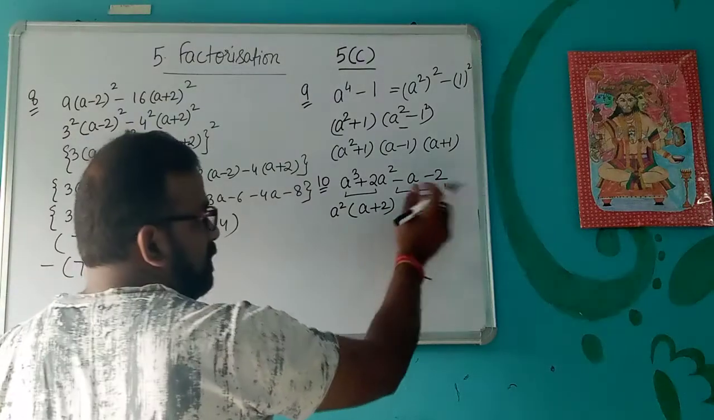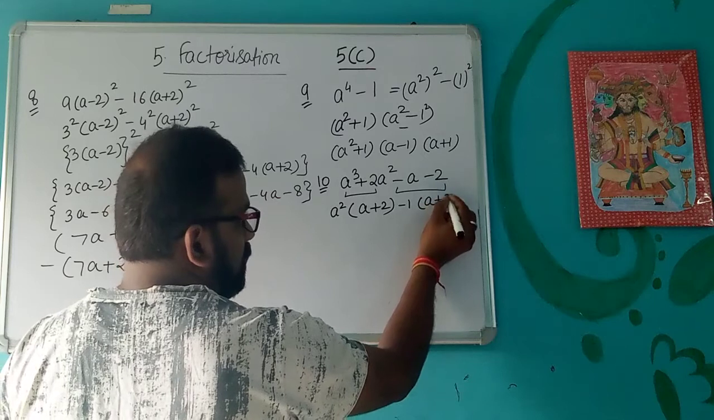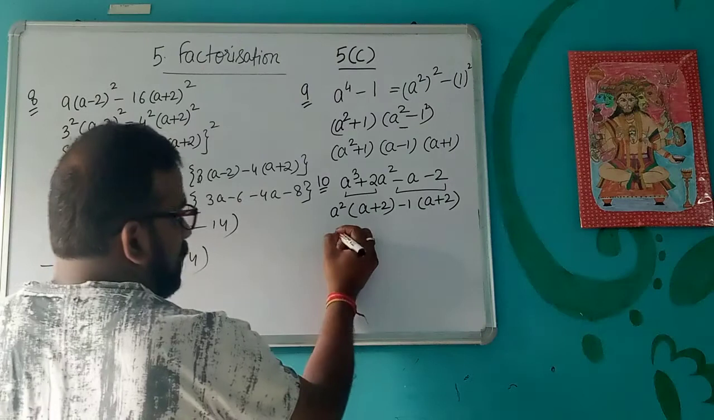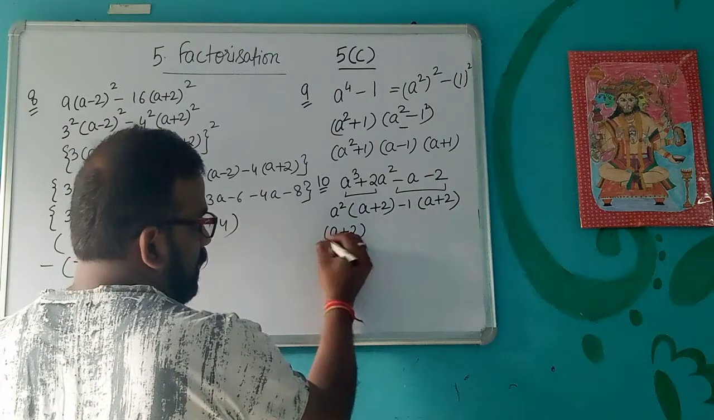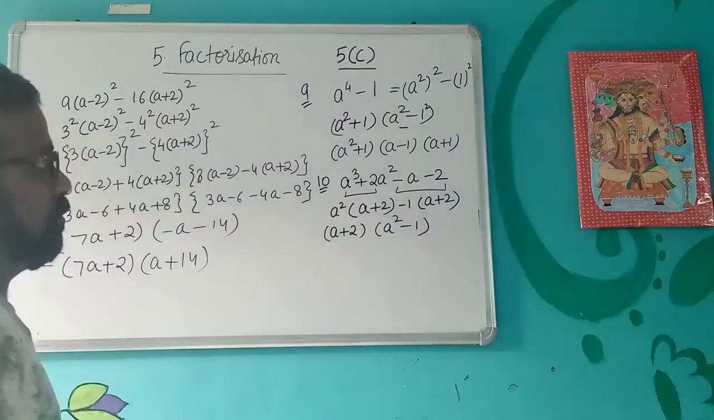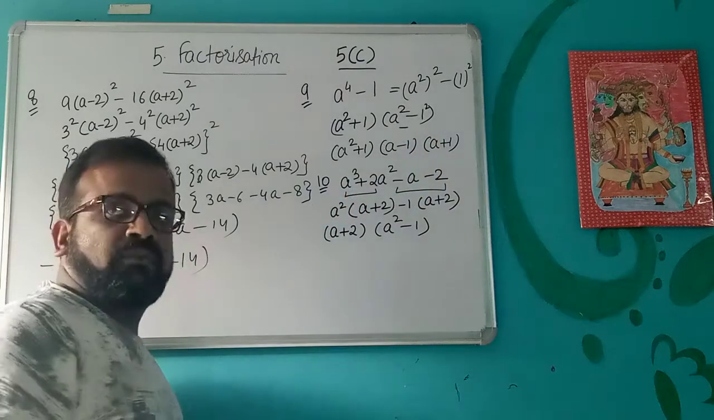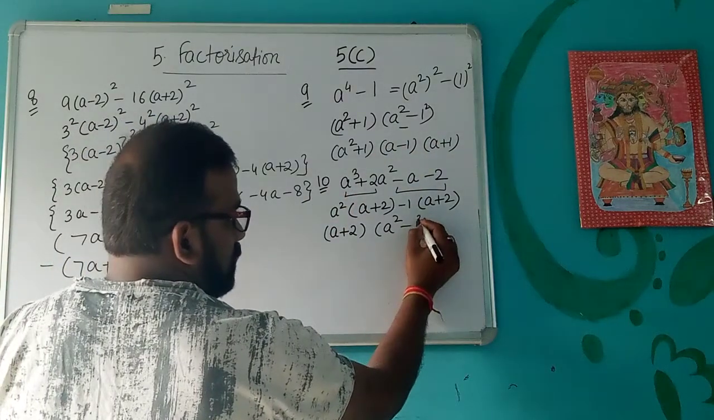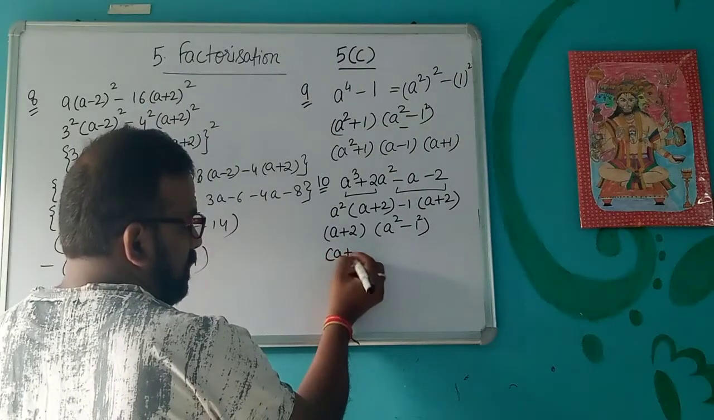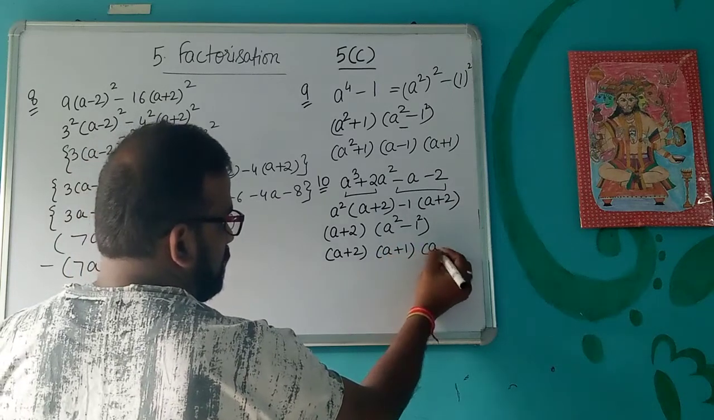Now from this, I want a plus 2, so I will take minus 1 as common. So it is a plus 2 again. So a plus 2 into a square minus 1. So again you can see that in the previous question also I have converted this a square minus 1. So I will put a square sign on 1. It will not change it, but this can be factorized like this.